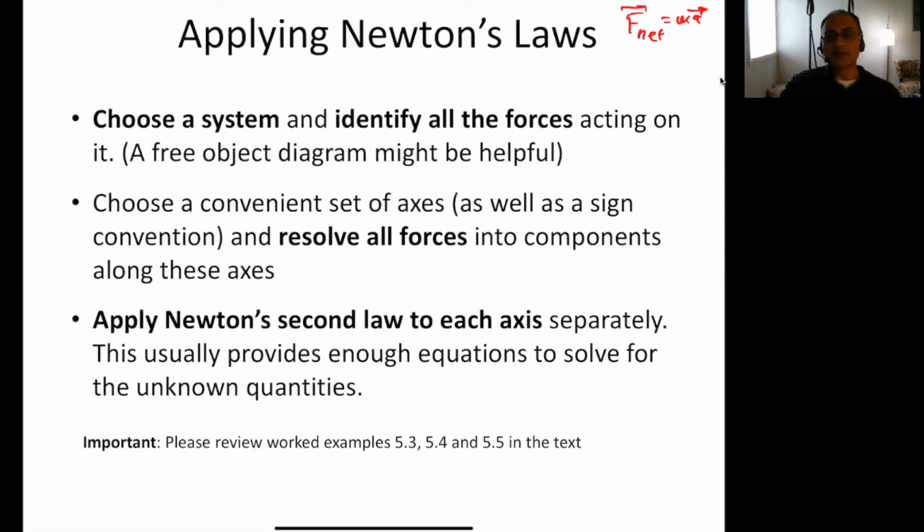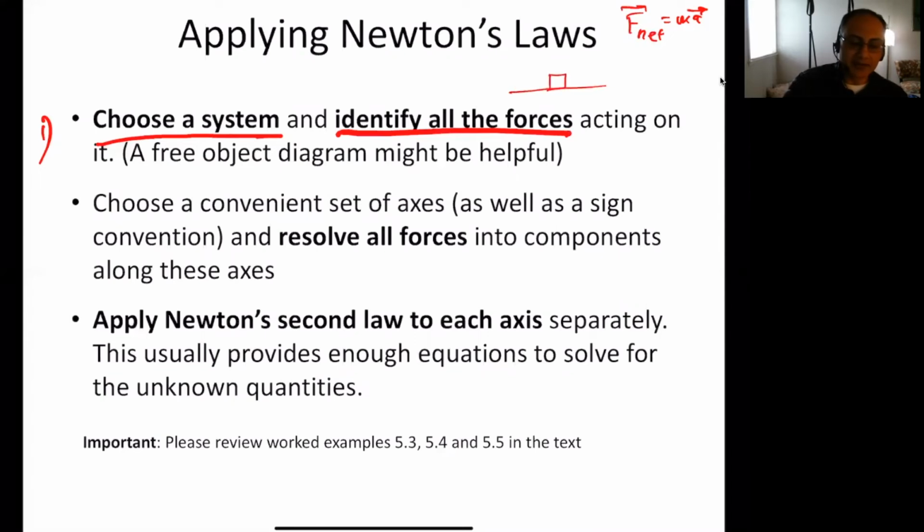So how do you apply Newton's laws? This is a general framework that you can follow in doing all problems involving Newton's laws. The first step is that you choose a system and identify all the forces acting on the system. So what do I mean by choose a system? Well, if you have a very simple thing, like suppose there's one box and there are some forces acting on the box.